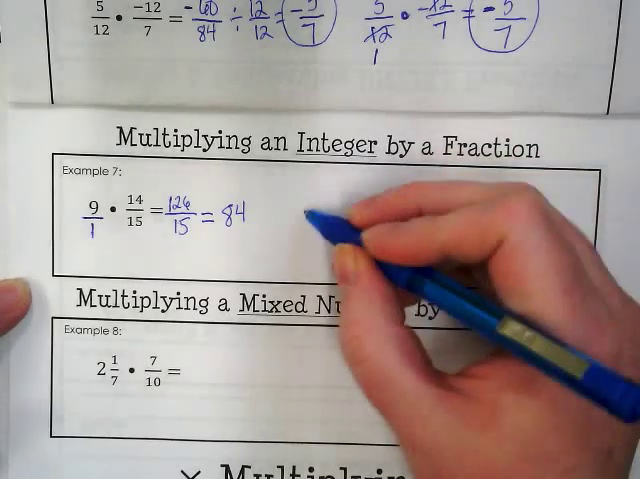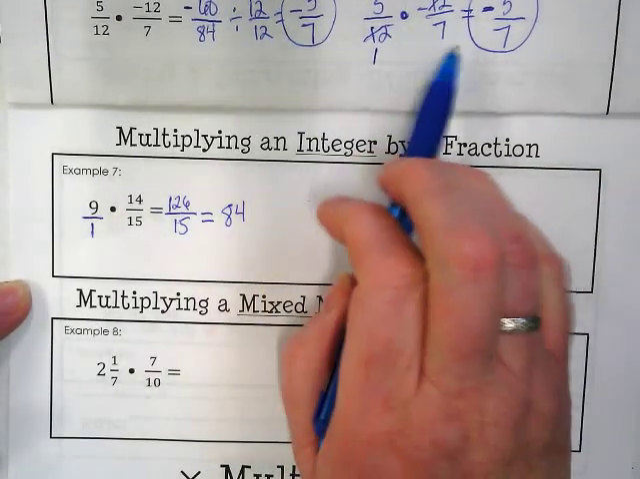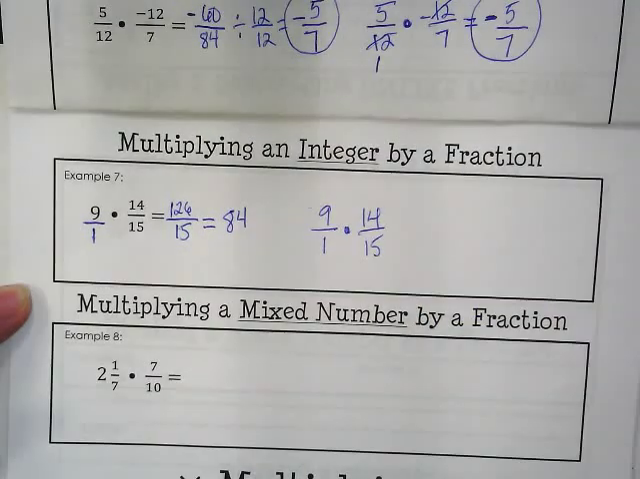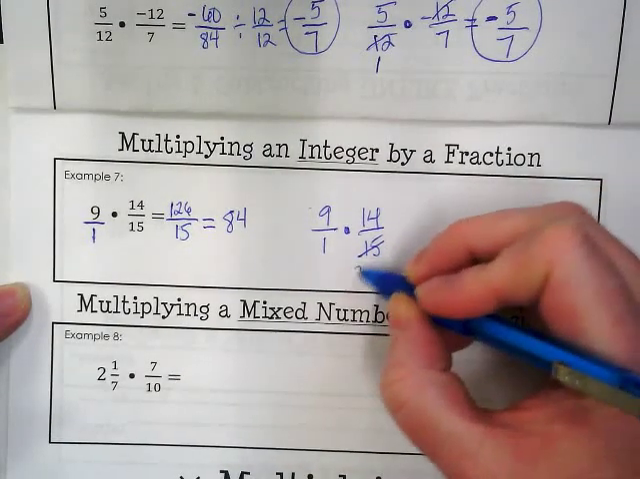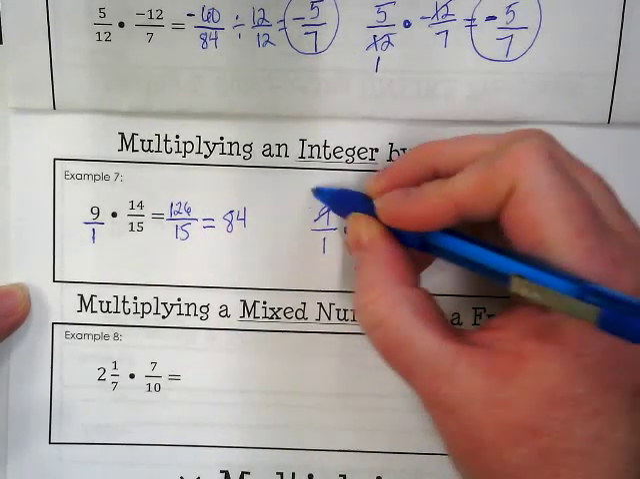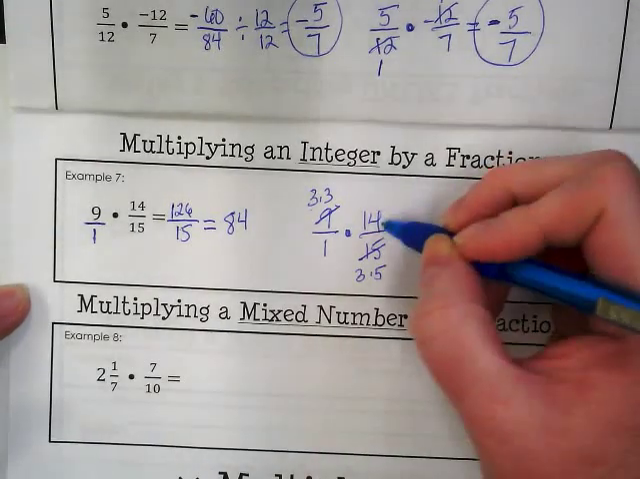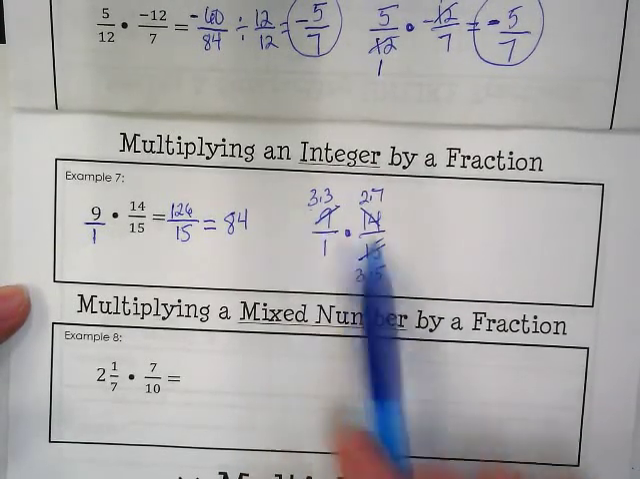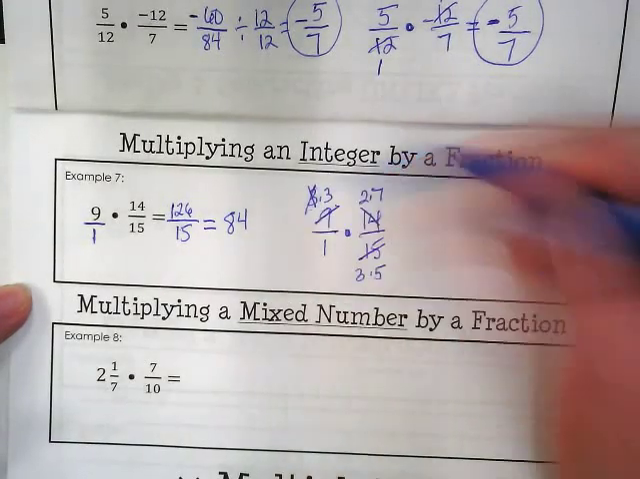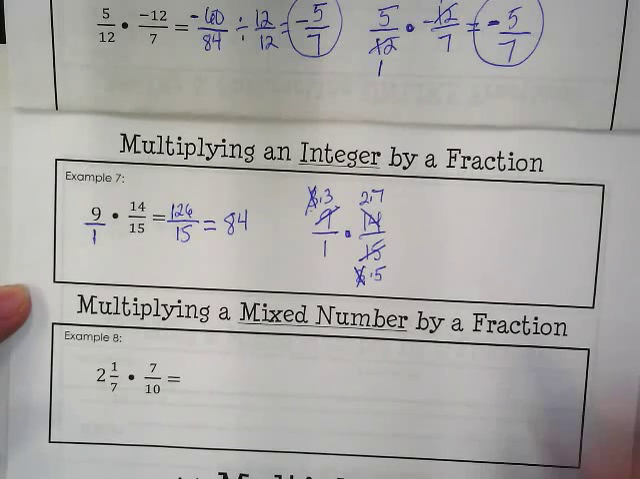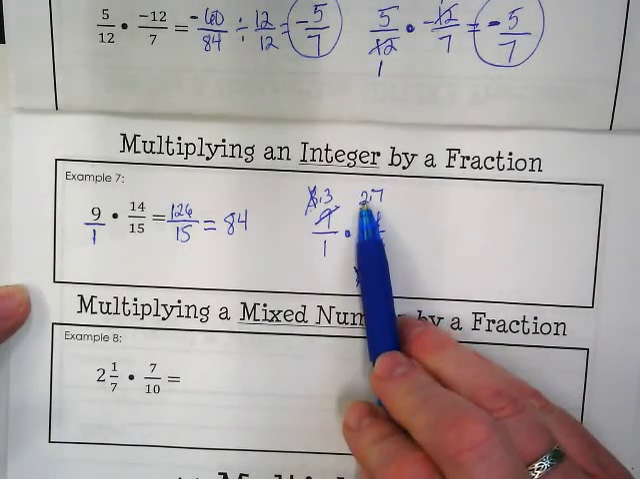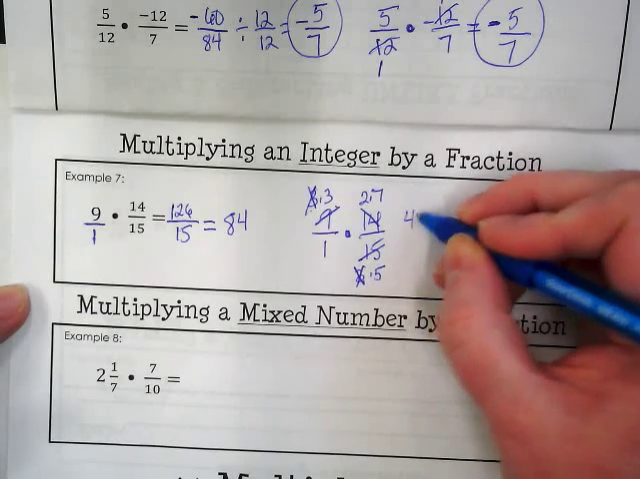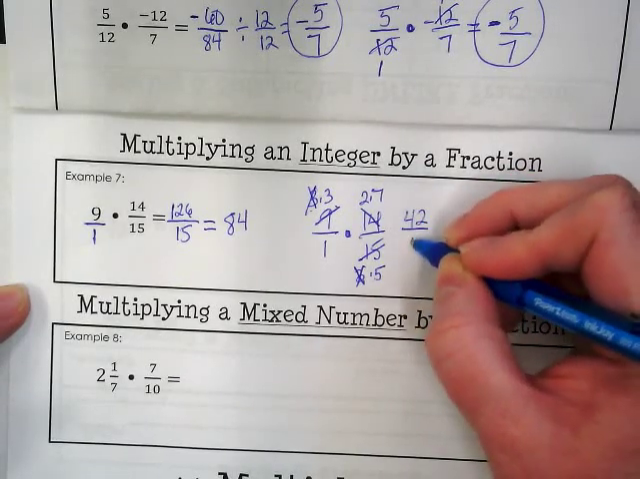I could have also reduced this. I'd still end up doing division at the end, but to show you similar to what we did up here where we canceled first, if I do 9 over 1 times 14 over 15, I can see here that this is the same as saying 3 times 3, and this is the same as saying 3 times 5. This could be reduced to 2 times 7. And what I'm looking for: are there any factors that are in the numerator that are also in the denominator? And there is. I can cross out a 3 up here because there's also a 3 down here. 3 times 2 is 6. 6 times 7 is 42. Over 5.